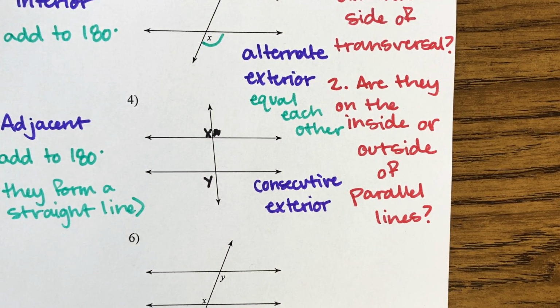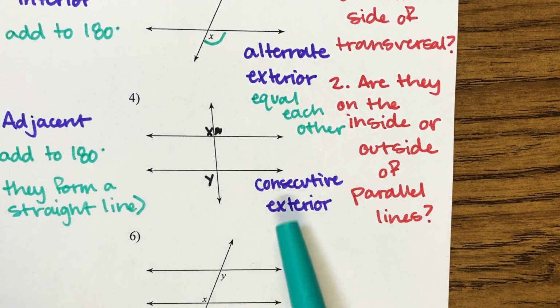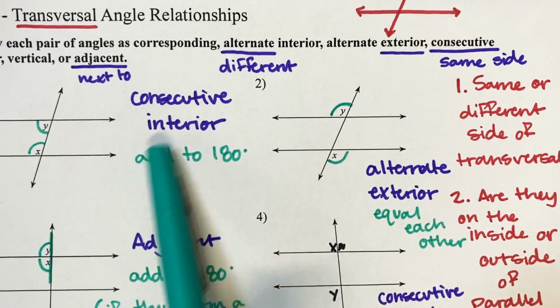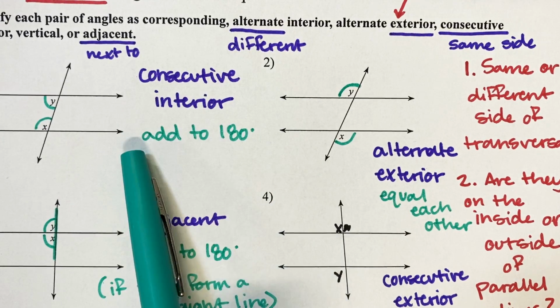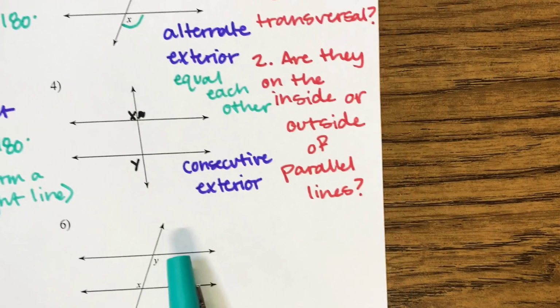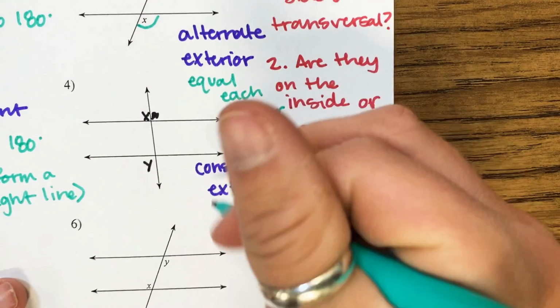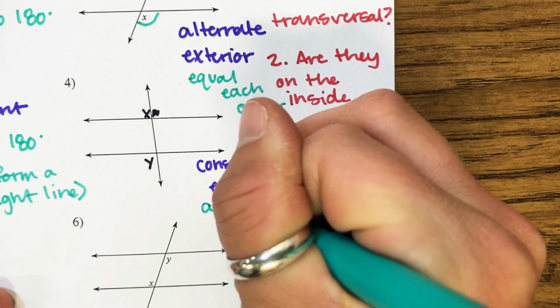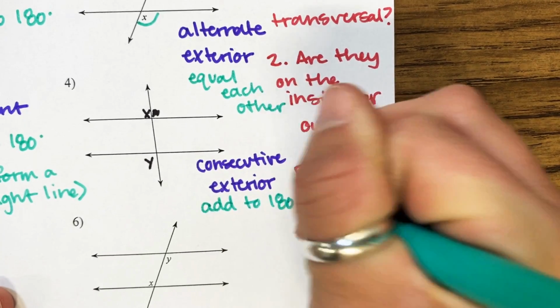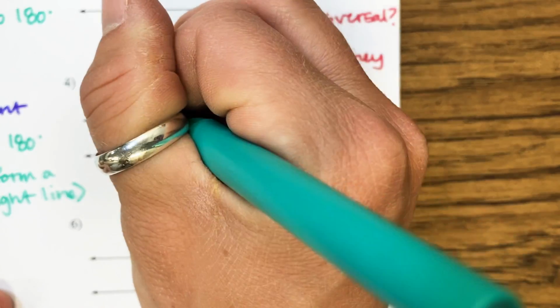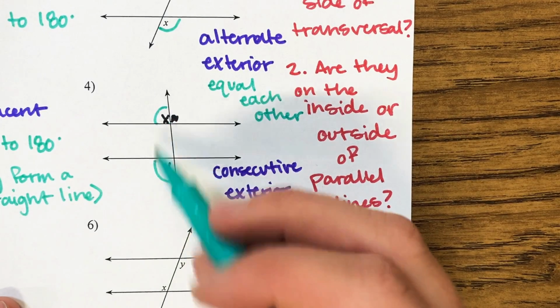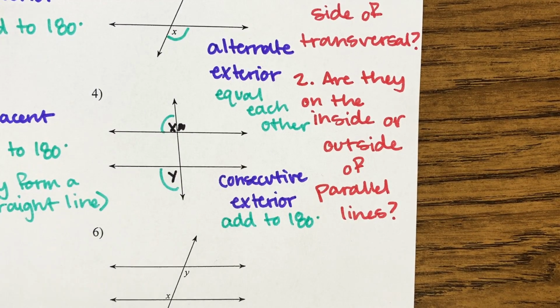Well, same side, that one would be number 2. And they are consecutive exterior, just like their interior, sorry, I had to remember. Consecutive interior, just like these guys add to 180, our consecutive exterior also add to 180. So whatever you take x and y, they'd always add to 180 degrees.